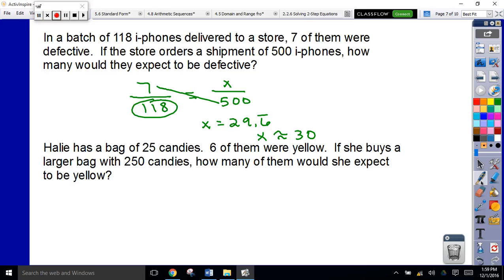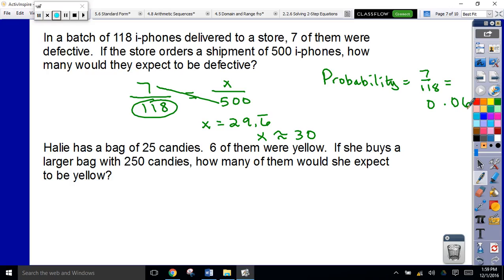Jenna, did you divide 7 and 118? I did that and got 0.05. Then you multiply 0.05 times 500? Oh, okay, you found the probability. So the probability is 7 divided by 118. You would actually round to 0.06 because it's 0.059. So the probability that a phone will be defective is 7 divided by 118, which is 0.06. So it's unlikely that a phone is going to be defective.